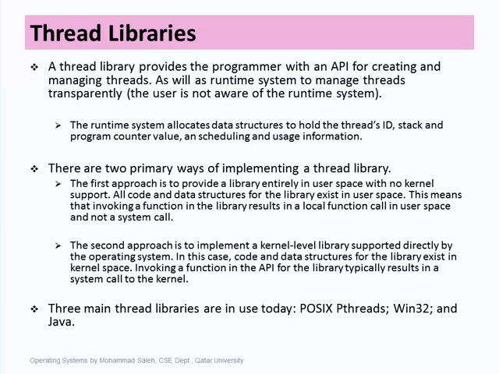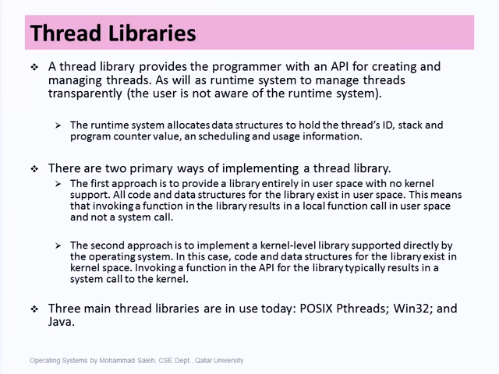Another library is the Win32 threading library, if you want to do multi-threading with Windows operating systems. And we also have Java threads, which is what we call architecture neutral, because it works with every architecture. So it is platform independent. We're going to cover POSIX threads and Java threads in terms of implementation.